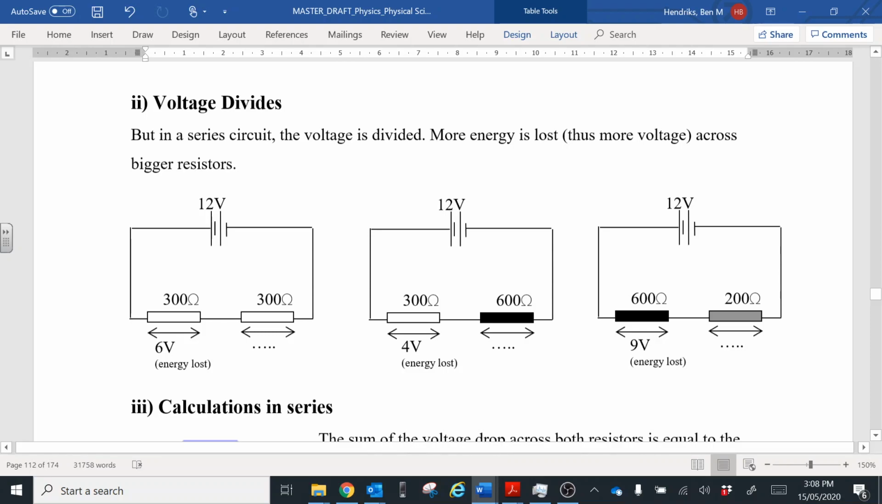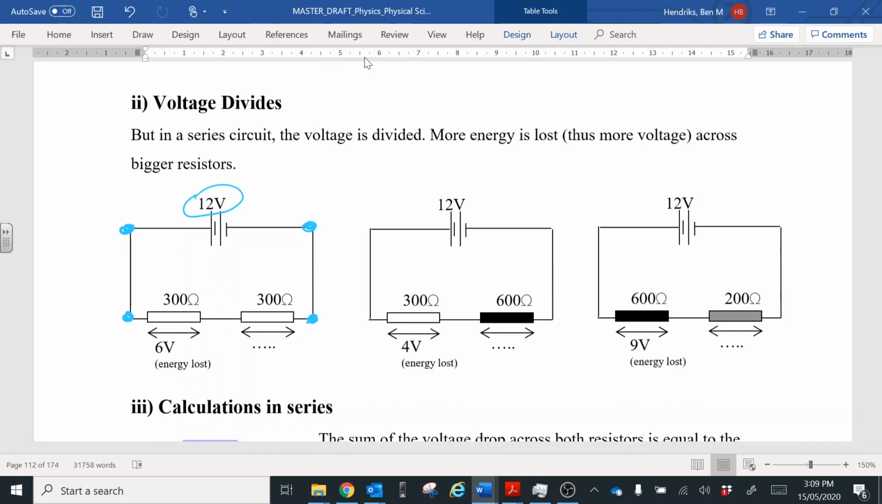Okay, so voltage divides. Another feature of this circuit. I'll just talk a little bit about voltage. If we have a battery of 12 volts here, it means that all along here, or there compared to there, there's going to be a voltage drop or a voltage difference. Remember that voltage is the difference in energy between 2 points. So we're going to have a difference in energy between those 2 points of 12 volts, which means here and here, there's also going to be a difference of 12 volts.